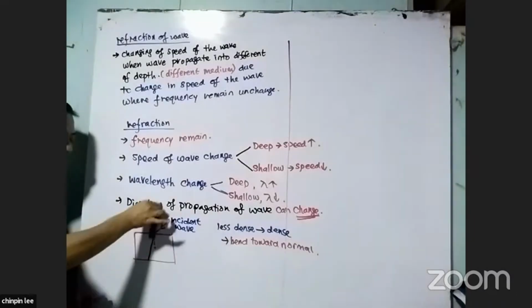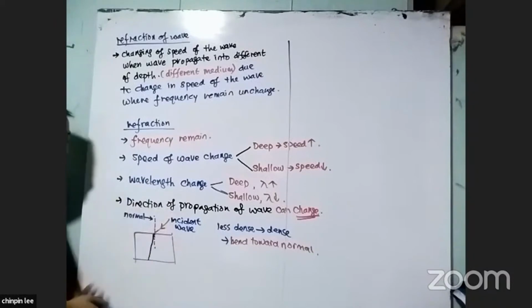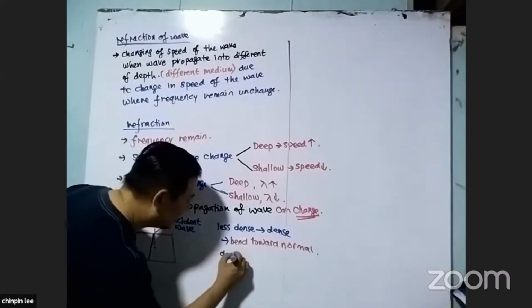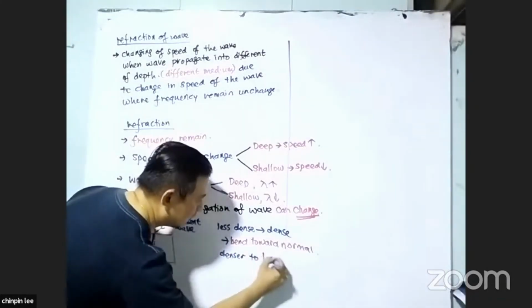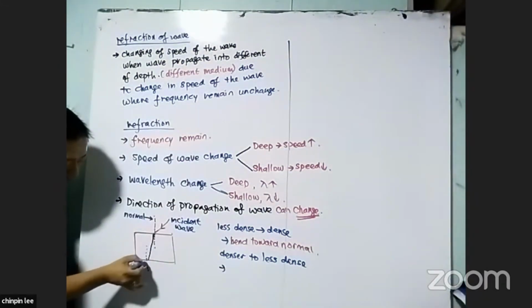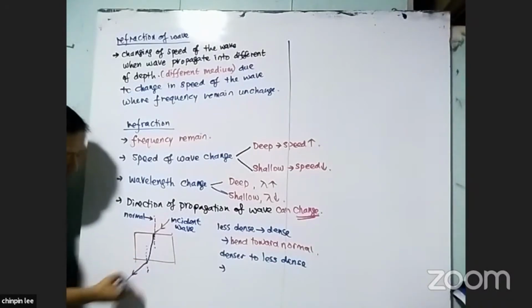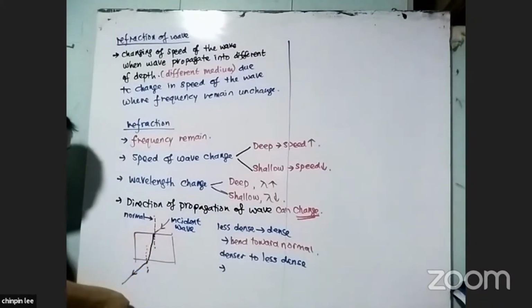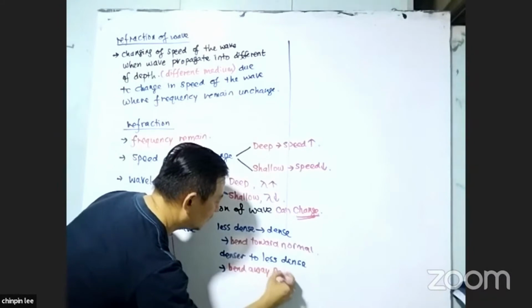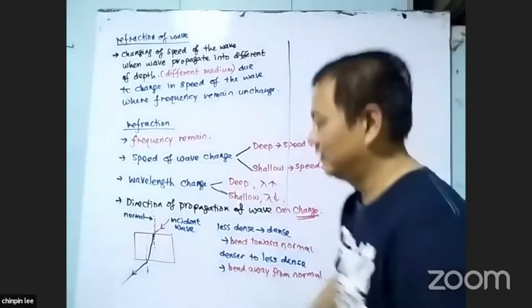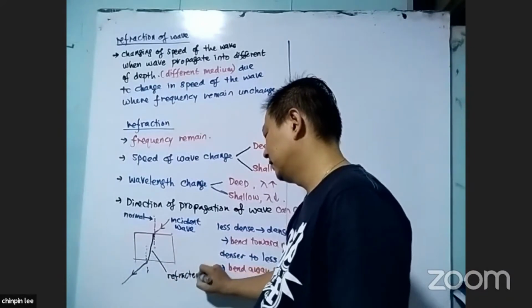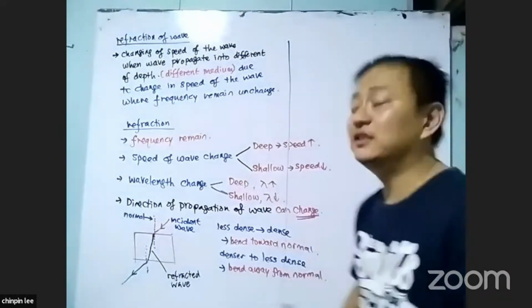All right. When the light goes out from the glass to the air, from denser to less dense, we are going to see what happens. Through the experiment, this is the normal line, and the light will come in this way. It bends away from the normal. You will not go straight. This is the incident wave, whereas this one is the refracted wave. This is a reflected wave.